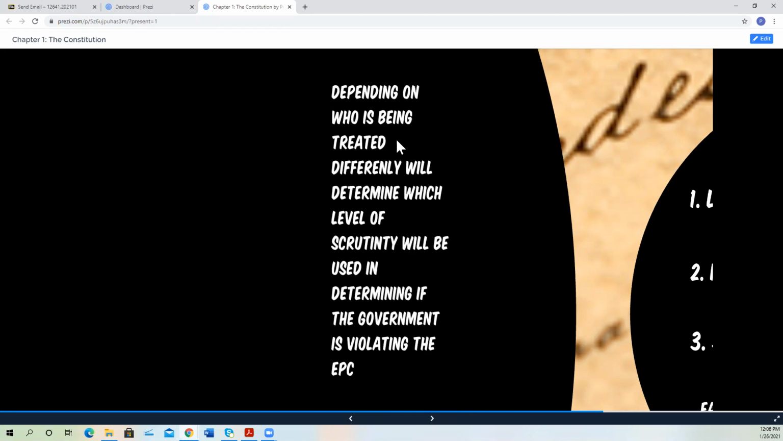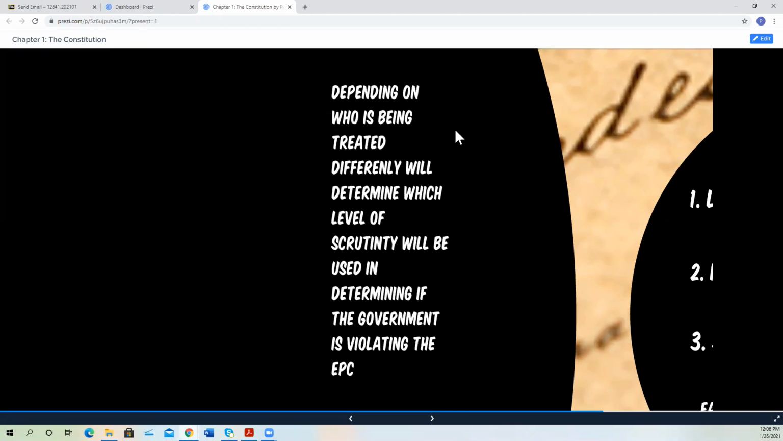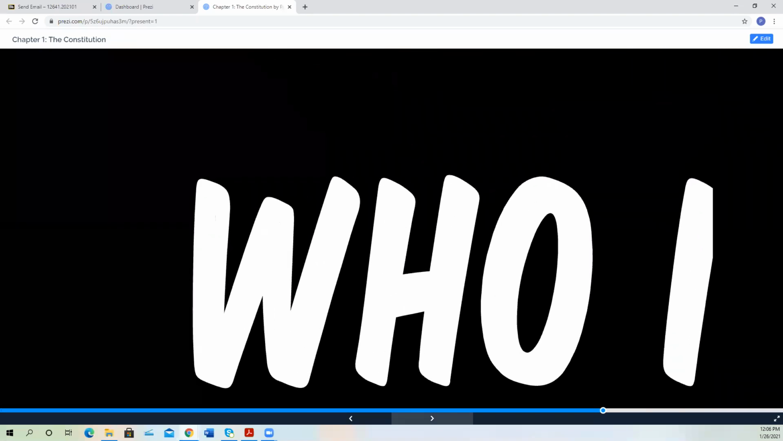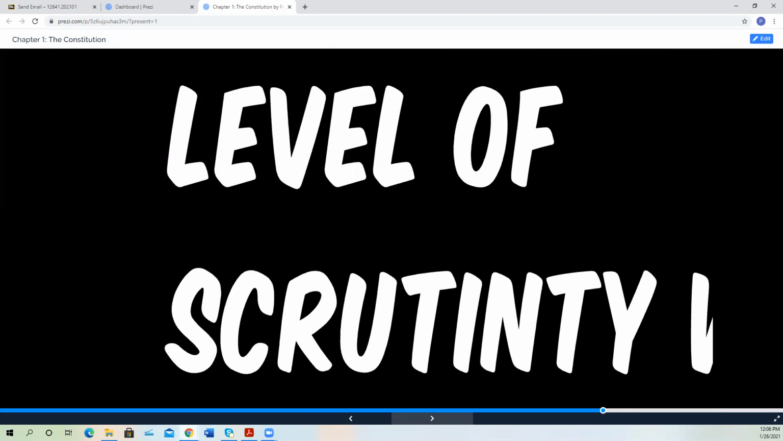So always, the first thing we do is we look at the who. If you're presented with an exam question about the Equal Protection Clause, the first thing you need to do is ask who's the group of people that's being treated differently. That's step number one. And based on what you're going to learn next, you will know which level of scrutiny to apply. So the who is going to determine the level of scrutiny.